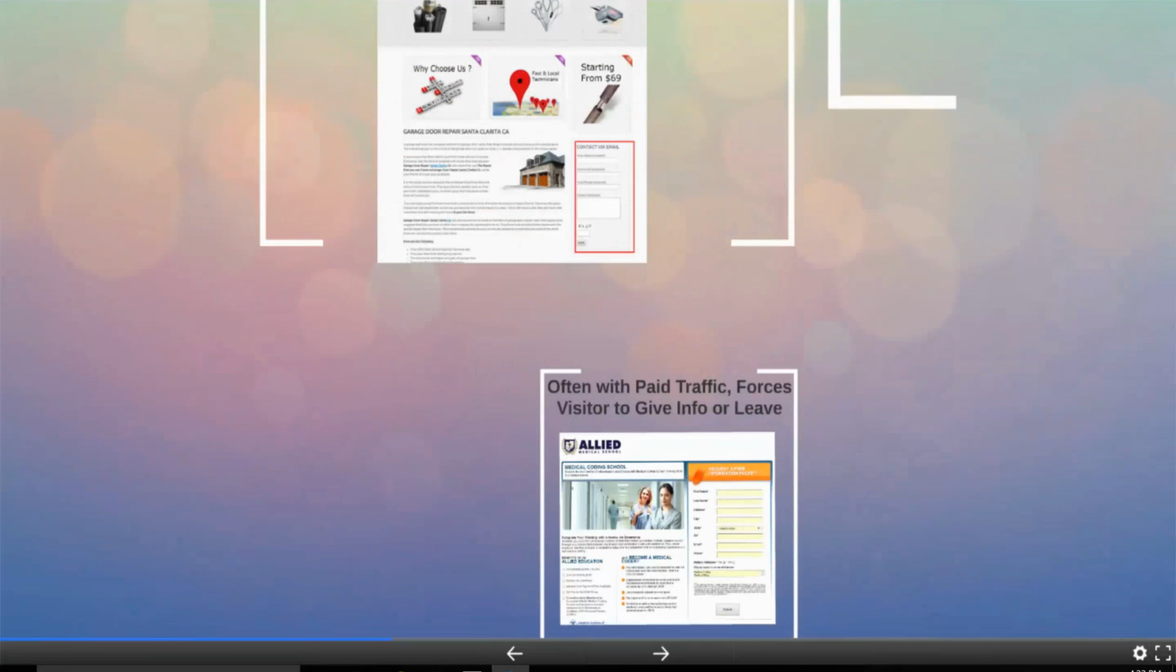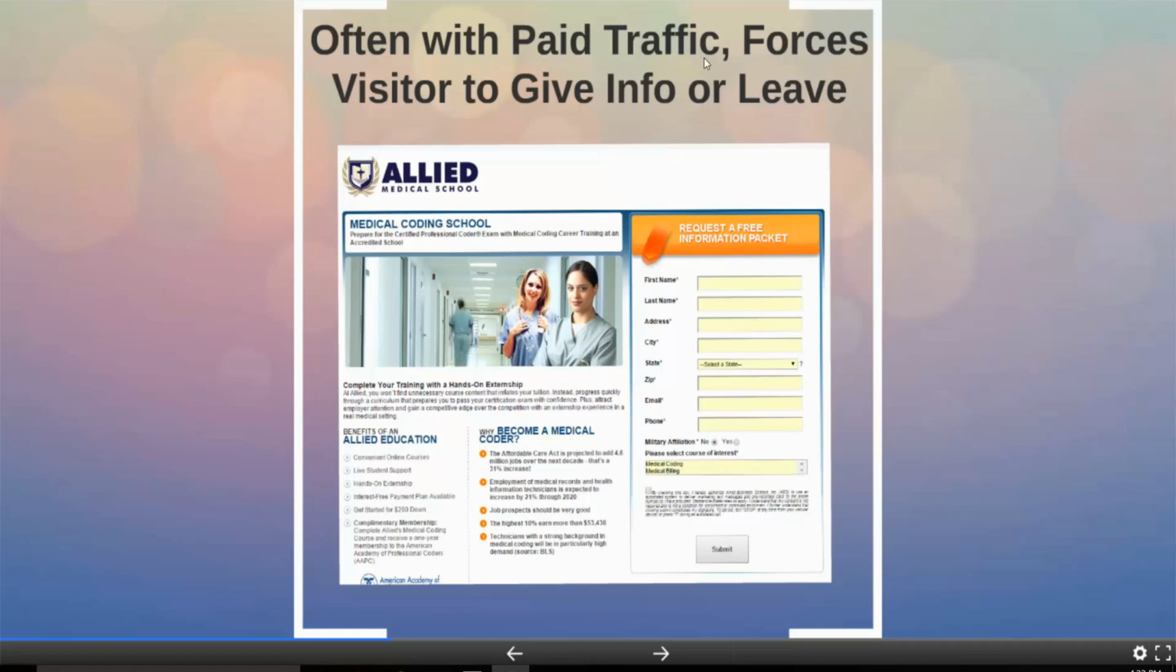So let's talk about that. As I said, it forces the visitor to give info or leave. It's very popular in the education niche. Here's one for medical coding. You want to be a medical coder, give us your info and we will get you more information. Now they can follow up with this person forever. They have your name, your address, your phone and your email.